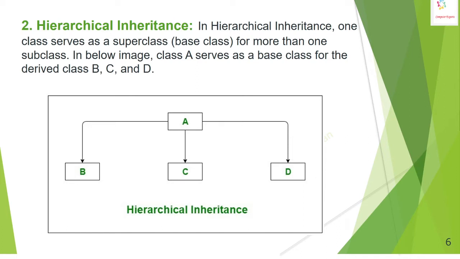Now let's discuss hierarchical inheritance. In hierarchical inheritance, there is one parent class and more than one child class.